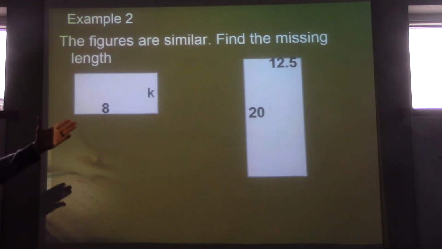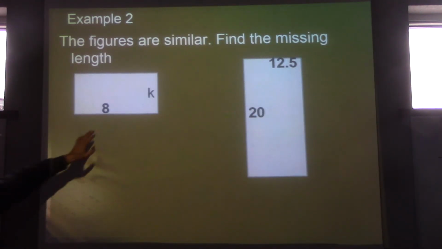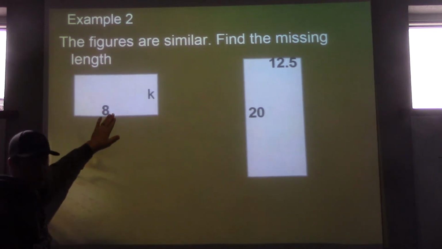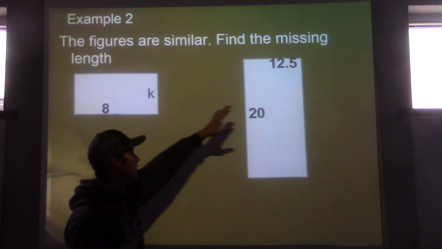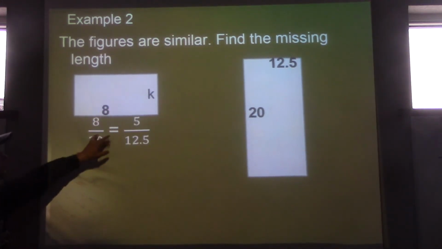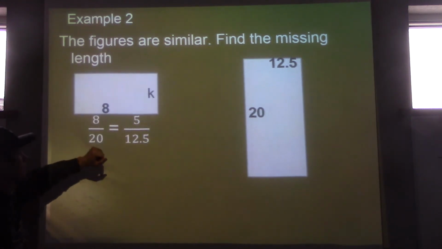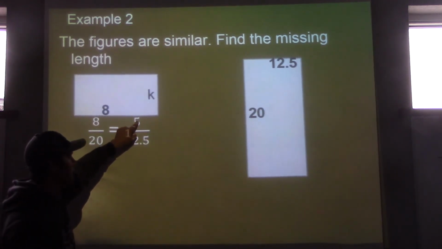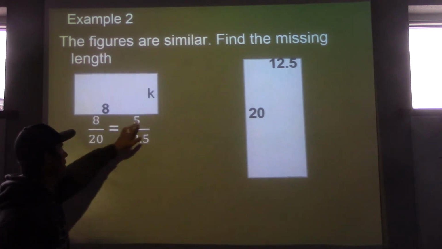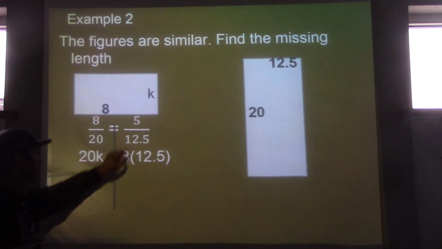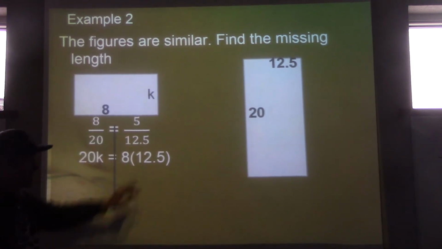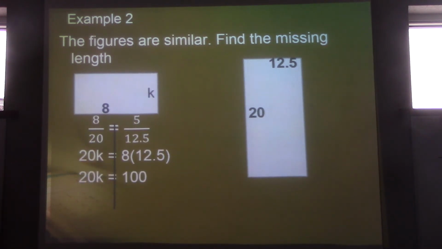Come here. Figures are similar. Find the missing length. So let's start with this. 8 goes with what side over here? Well, it goes with 20. K goes with 12.5. So we'd say 8 over 20 is equal to K over 12.5. Then we cross multiply. So 20 times K is 20K. 8 times 12.5 is 100. Now, how do we get rid of 20? Divide by 20. So K is equal to 5.